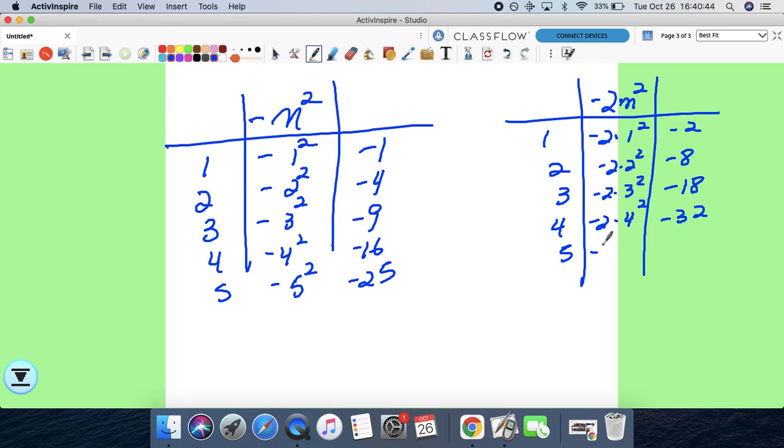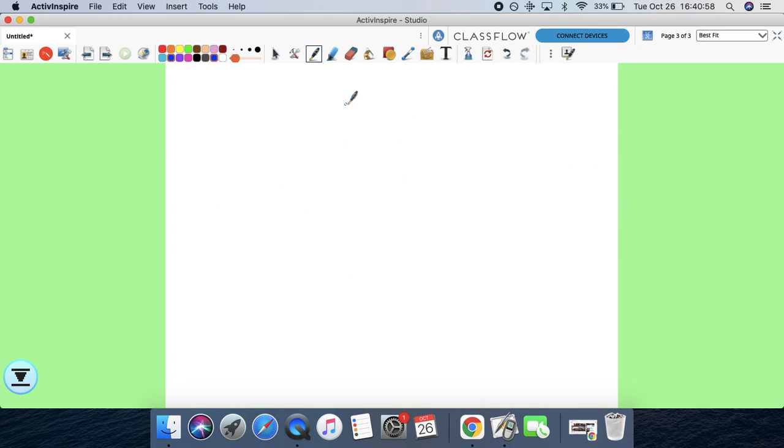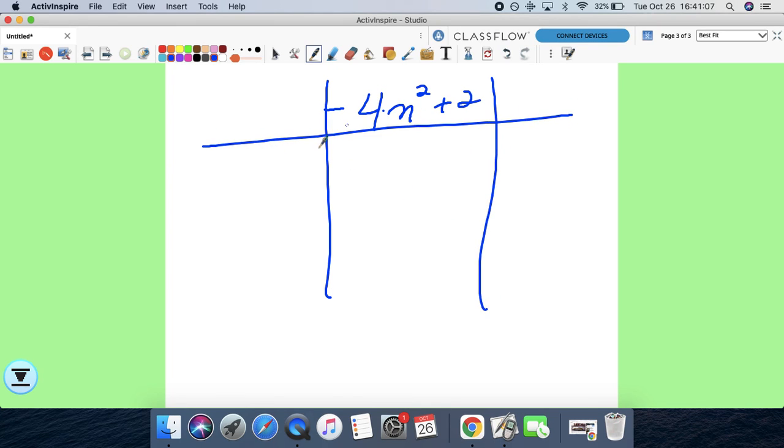And 5 is negative 2 times 5 to the second power, which gives us negative 50. Okay, so be a little careful there with that negative sign. So the last one, negative 4n squared plus 2. We want the first 5. So when it's 1, it's negative 4 times 1 squared plus 2, which is 1 squared is 1 times negative 4 is negative 4 plus 2 is negative 2.